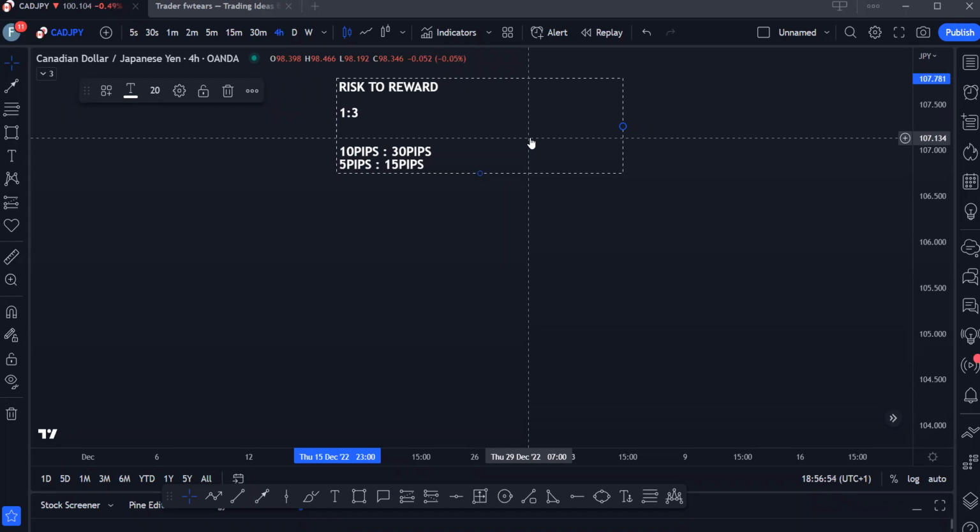I'm saying this because I want to help you shift your mindset from finding a system that is 100% to focusing on risk to reward. If anything, risk to reward is the holy grail. This is the holy grail. If you can find or optimize your trading strategy to give you at least 1 to 3 risk to reward, you will be very, very profitable. And this is regardless of your win rate. All right.